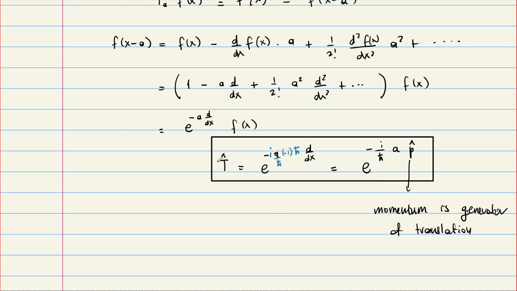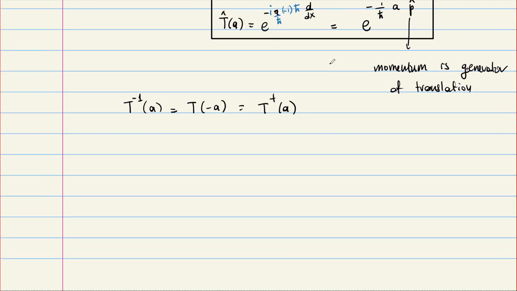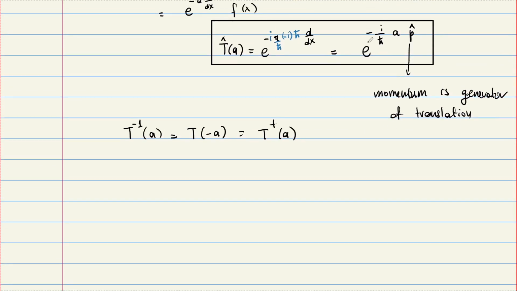Good. And here let's also write a label. So this is translation by A. You can see the inverse of translation, that T to the minus 1 of A, is translation in the opposite side. Right? This is T of minus A. And from here I see that this is T dagger of A. Right? From just this identity, because P dagger is P, I is going to go to minus I, so then A will go to minus A to get the inverse of this operator.